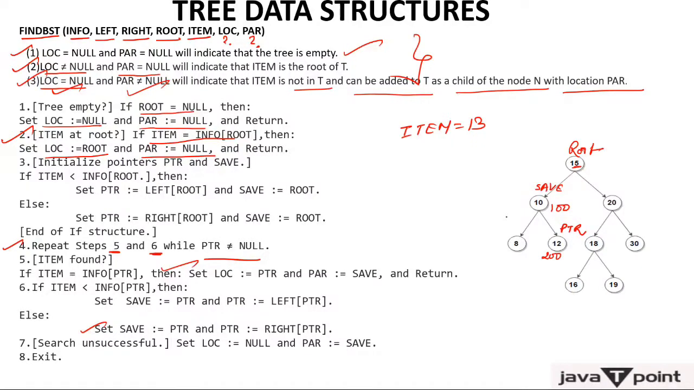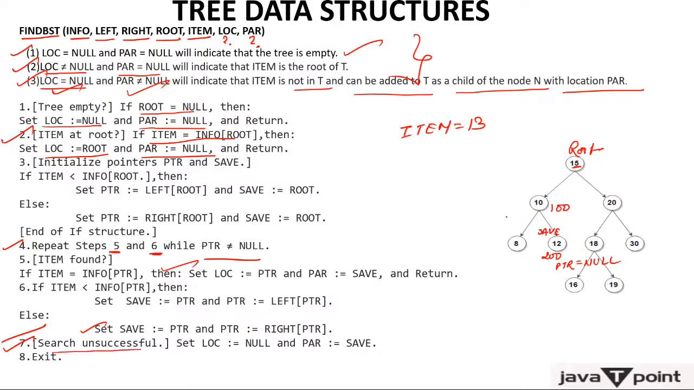Then save is equal to PTR. Then what will happen? Save will come to the position of PTR. Save will come here and PTR will go to the right of PTR. And the right of PTR is null. So PTR will have null now. PTR will come here and this part is null. Fine. So finally PTR will have null. So will I go out? No. First I'll go and do the fourth step. The fourth step is saying repeat 5 and 6 while PTR is not null. Now PTR is null. Condition false. I came out and I execute the seventh step.